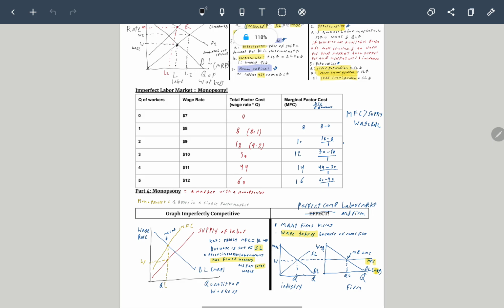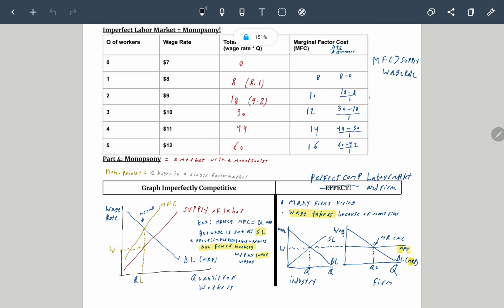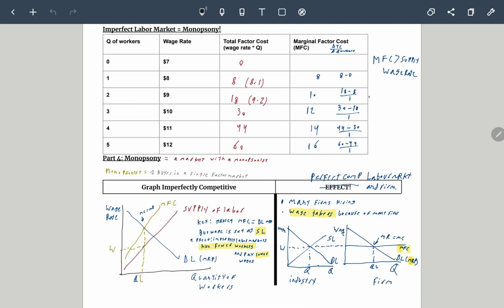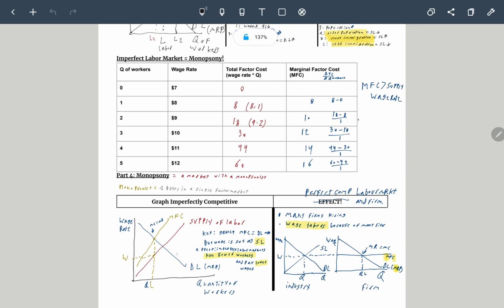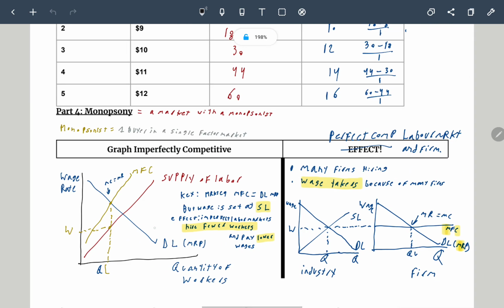So here we have an imperfectly competitive labor graph. And imperfectly competitive labor graphs have the same wage rate to quantity of workers axis. They have a downward sloping demand of labor, MRP. They have an upward sloping supply, and then they have another curve. They have the MFC, the marginal factor cost.